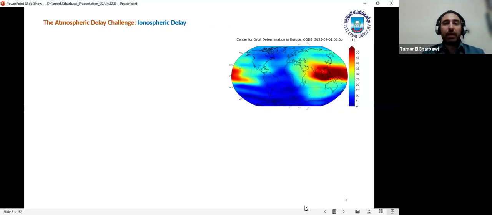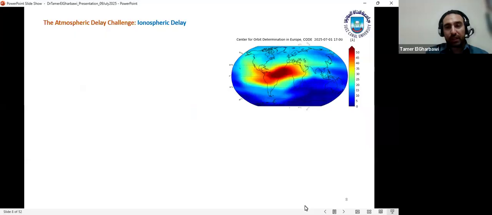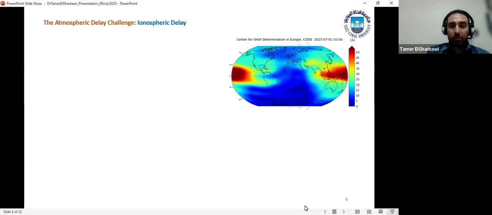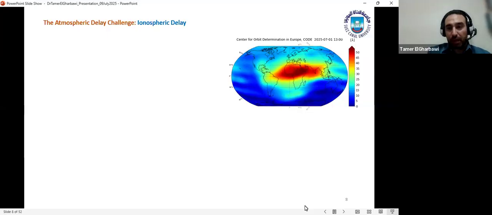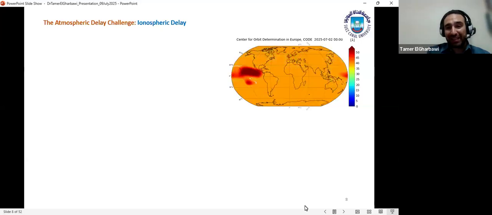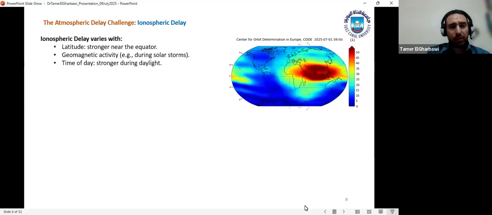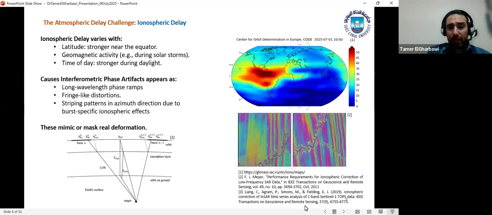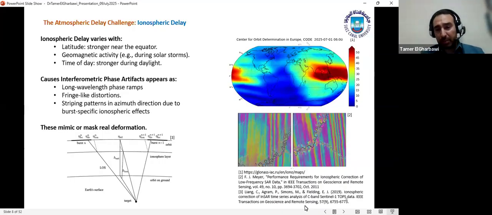For the ionospheric delay, as we mentioned before, it's about the ionospheric layer, which is dispersive, mainly because the sun ionizes the upper layer of the atmosphere. We can see in this animation that the red regions have a higher ionospheric delay that is dispersing the signal and causes a lot of fringes. And this is very damaging to InSAR. As we can see here, it can cause some kind of streaks in the L-band. It mainly affects the L-band.